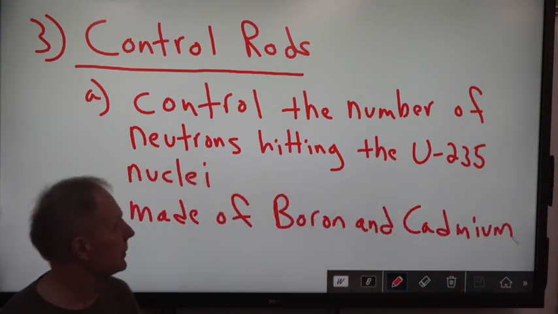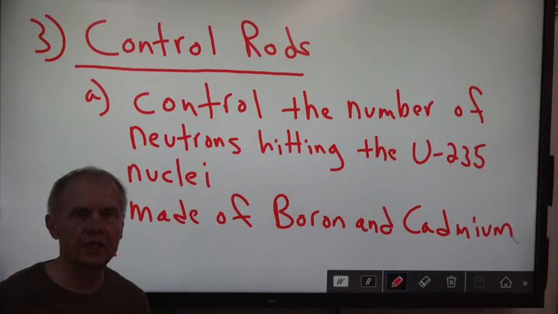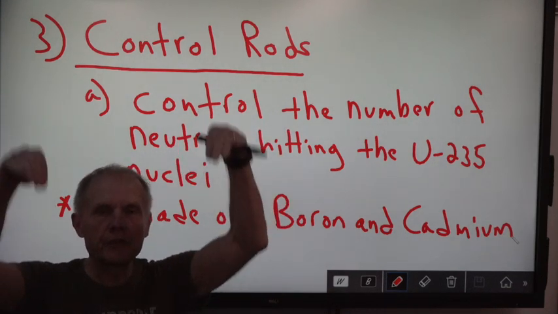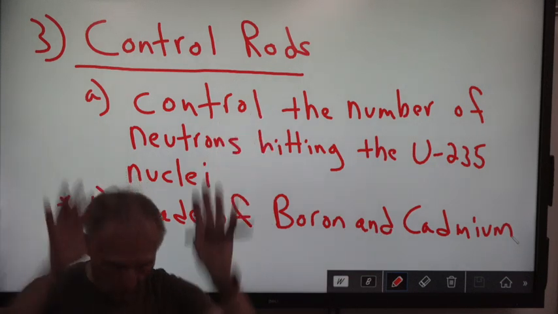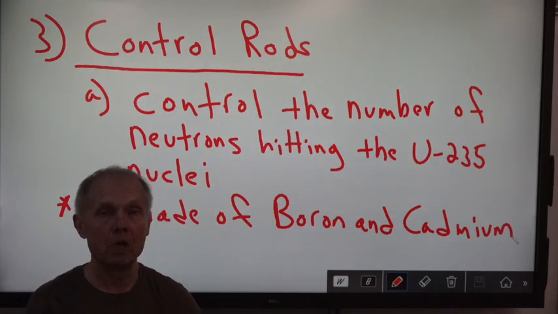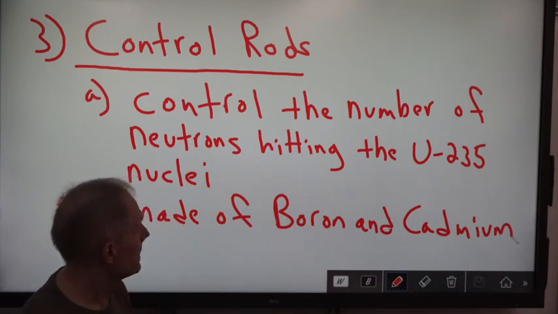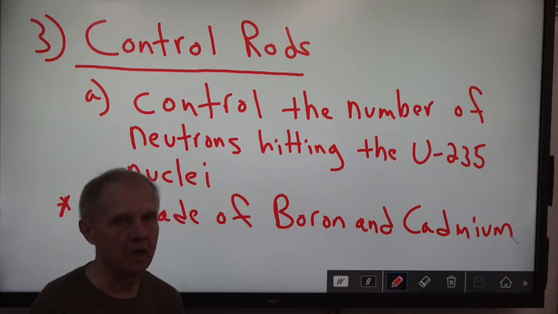The control rods are made of boron or cadmium. So once again, the control rods go vertically through the core. When these go all the way down, it stops the reaction because they absorb all the neutrons. When you pull them all the way out, well, you know what happens: an explosion. And we'll tell you more about that when I talk about the Chernobyl disaster.